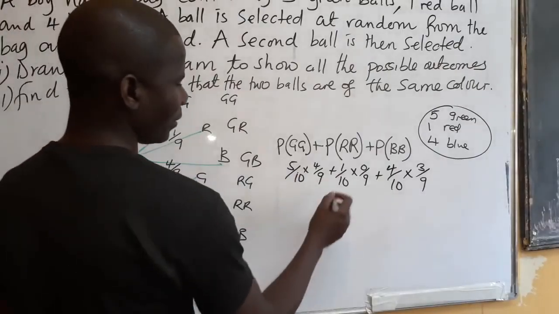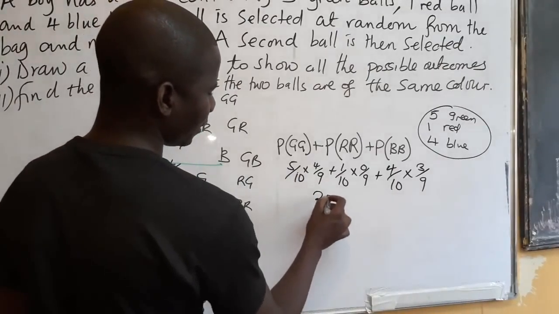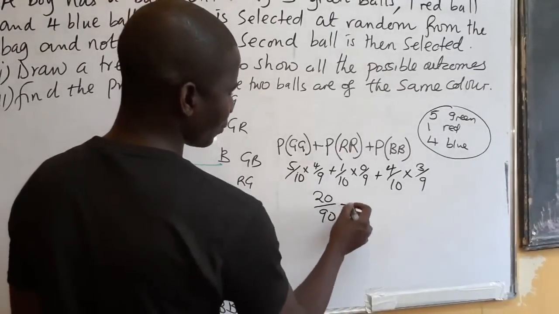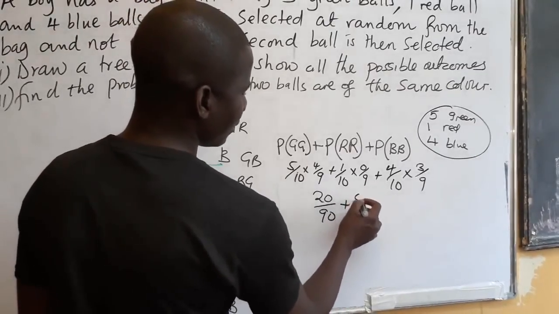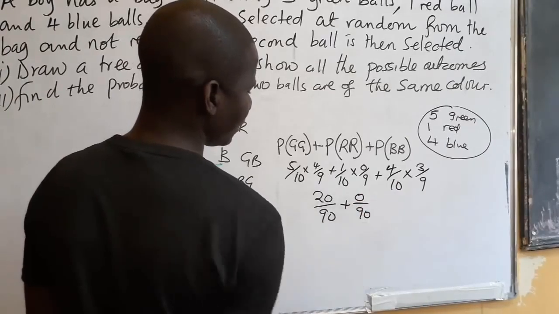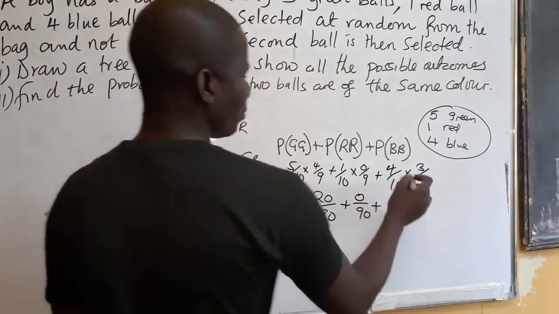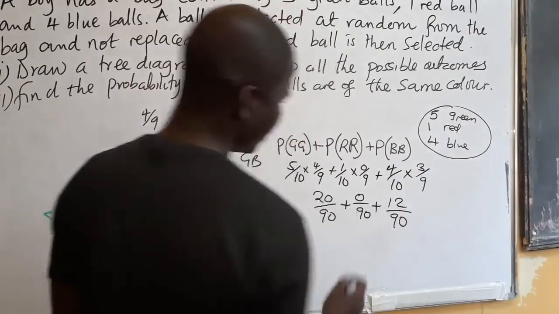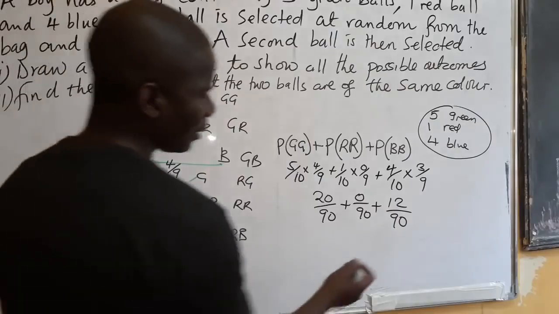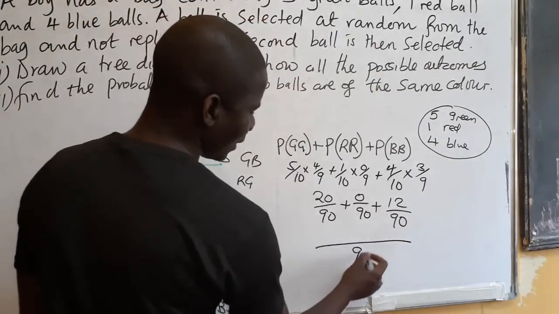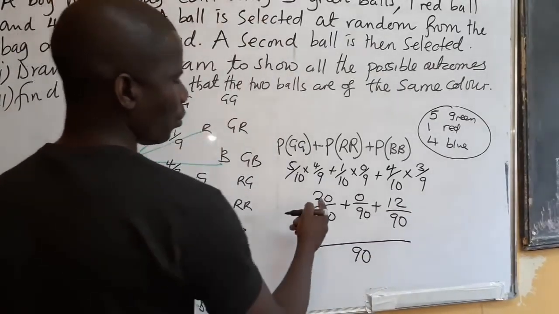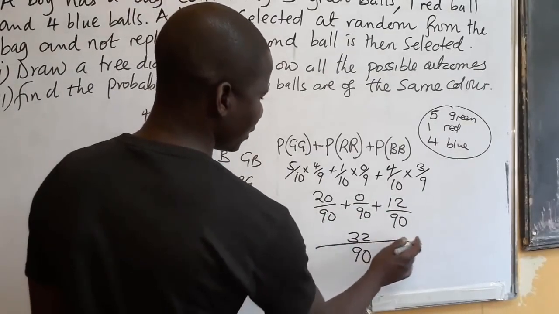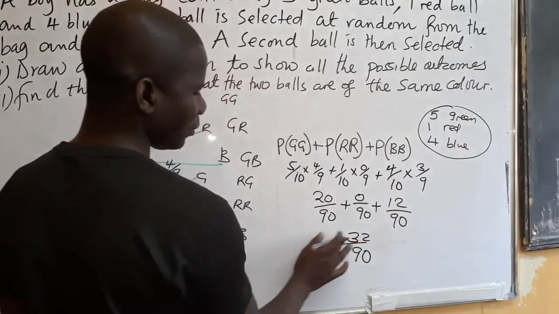This is going to give us what? 20 over 90. Okay? And then this is also going to give us 0 over 90 plus, what do we get here? 12 over 90. Okay? So we can have our common denominator here, which is 90. When you add these, what do we get? This is going to give us 32, isn't it?